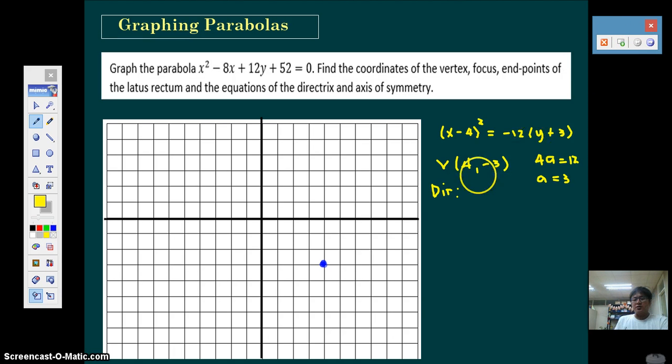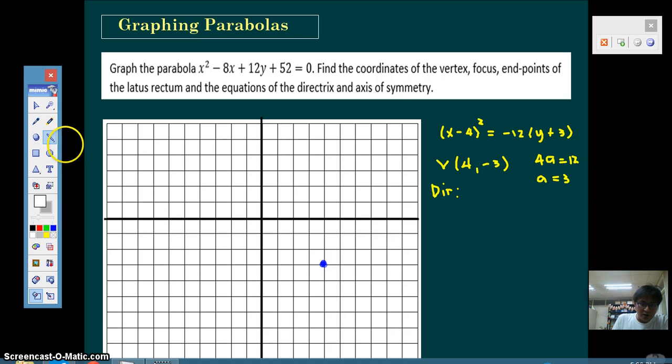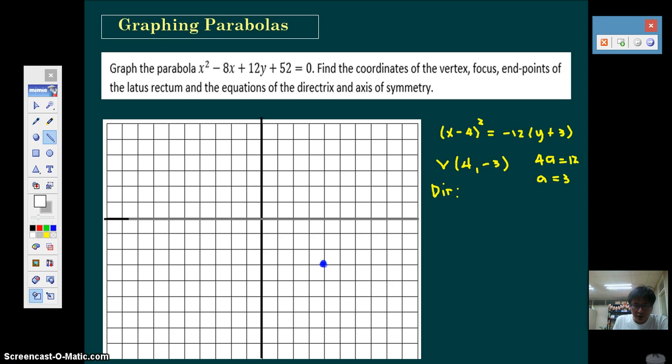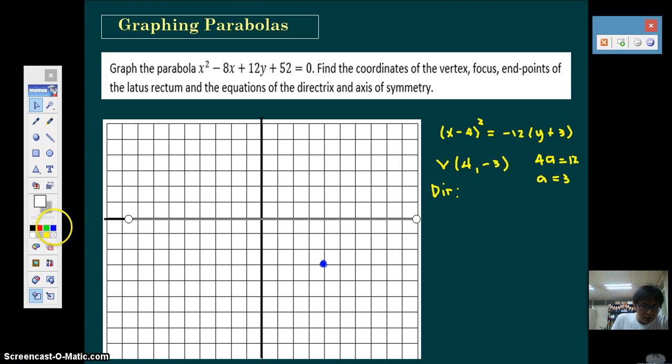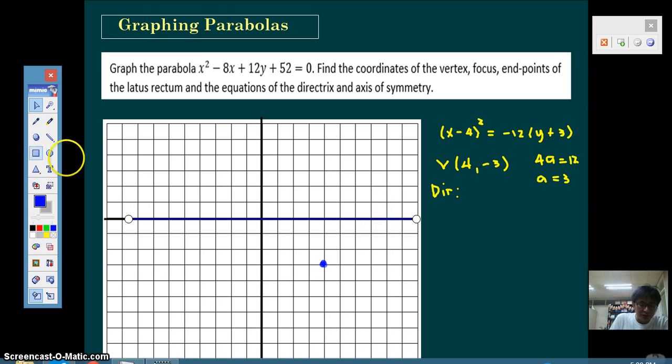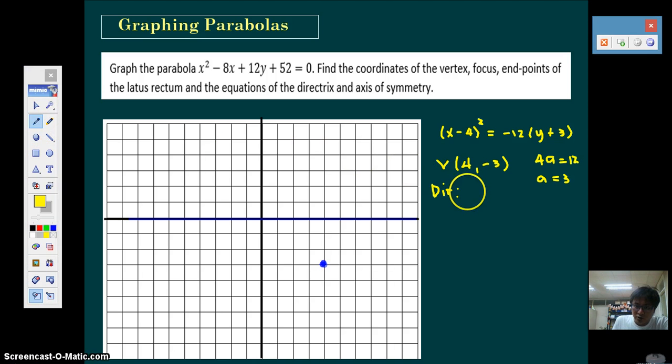And you know that a is the distance between the vertex and the directrix. Therefore, the directrix is 3 units away from the vertex, and it is a line 3 units above the point. 1, 2, 3. This line would be the directrix. Let's change the color of that. You can see there the blue line, the directrix. It's a horizontal line, and the equation is y equals 0, the x-axis itself.